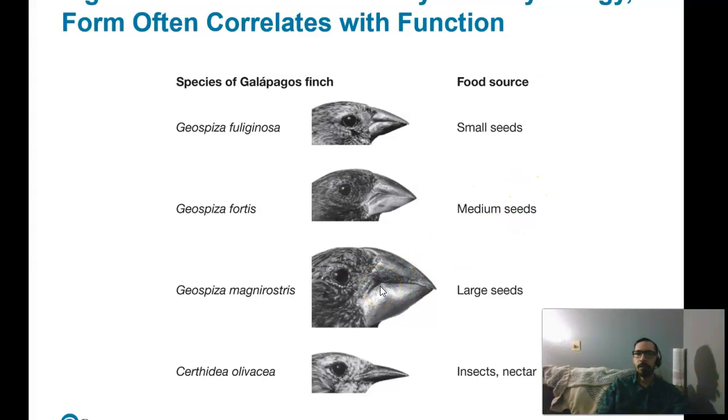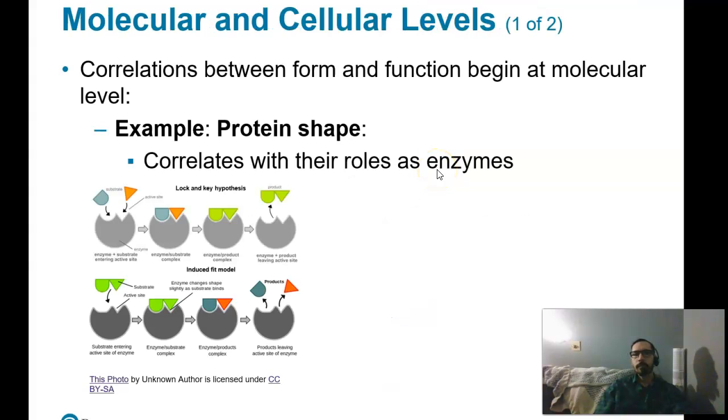So here are those Galapagos finches. And you can see that the birds with wider, more robust beaks are the ones that are feeding on the larger seeds, and the ones with more narrow beaks are feeding on smaller seeds. Okay, so the form in this case is correlating with the function. But you can also see correlations between form and function at a molecular level, like protein shapes. So enzymes have a specific form for specific substrates. They don't work with any substrate.